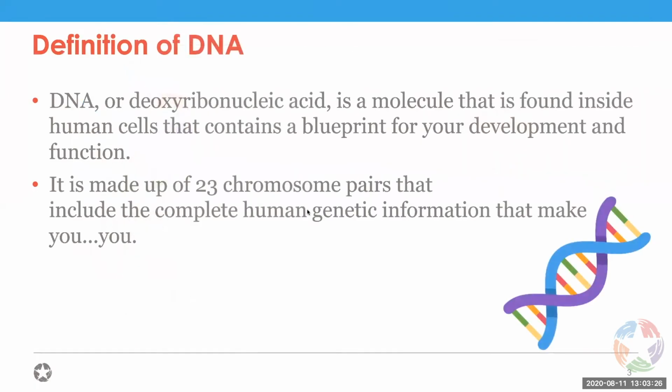So we will get started today with the definition of DNA. DNA, or deoxyribonucleic acid, is a molecule that is found inside human cells that contains a blueprint for your development and function. It is made up of 23 chromosome pairs for 46 total chromosomes. These include the complete genetic information that make you, you. Your DNA includes a roadmap for all your genes, from your hair and eye color to your predisposition for certain diseases.